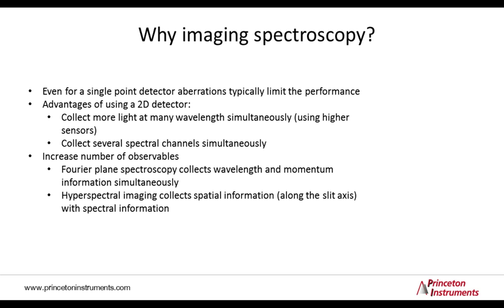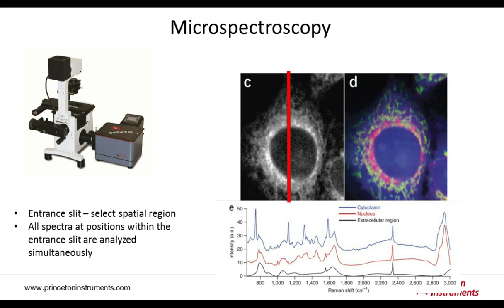Two examples are Fourier plane spectroscopy, which collects wavelengths on the x-axis as well as momentum information on the y-axis simultaneously. Another example is hyperspectral imaging, which collects spatial information on the y-axis together with the spectral information at each point. An example of hyperspectral imaging is microspectroscopy.